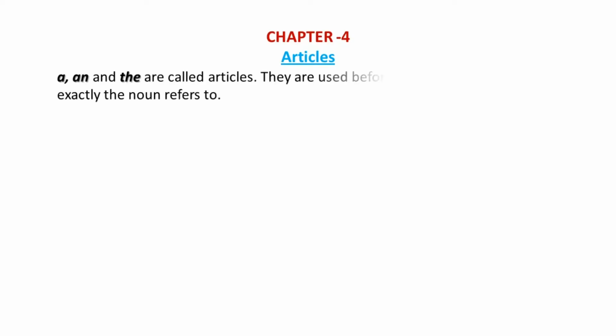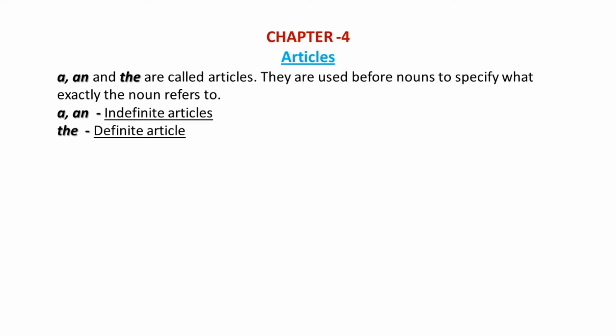Chapter 4 Articles. I hope you understand what is meant by articles. We have been learning about articles from very lower classes onwards. So you must be knowing which are the articles. A, an, and the are called articles. They are used before nouns to specify what exactly the noun refers to. So we know a and an are called indefinite articles and the is called definite article.